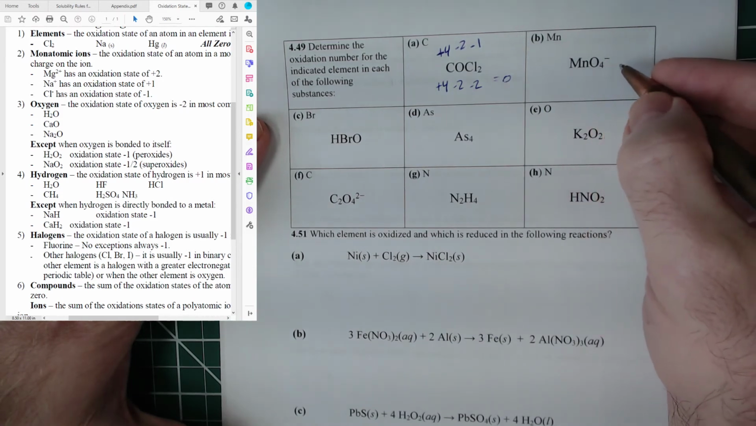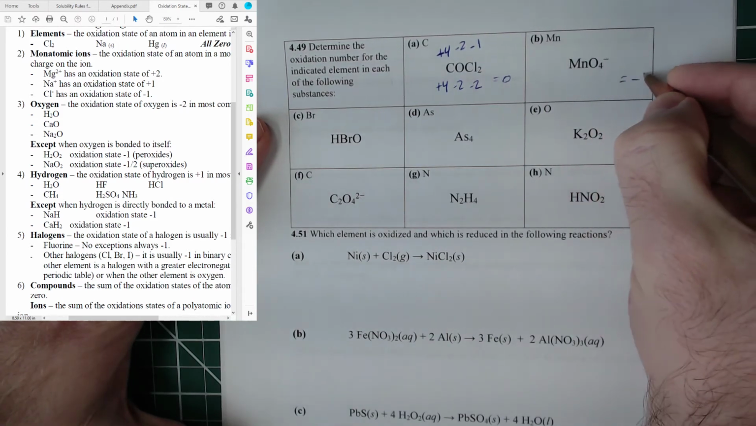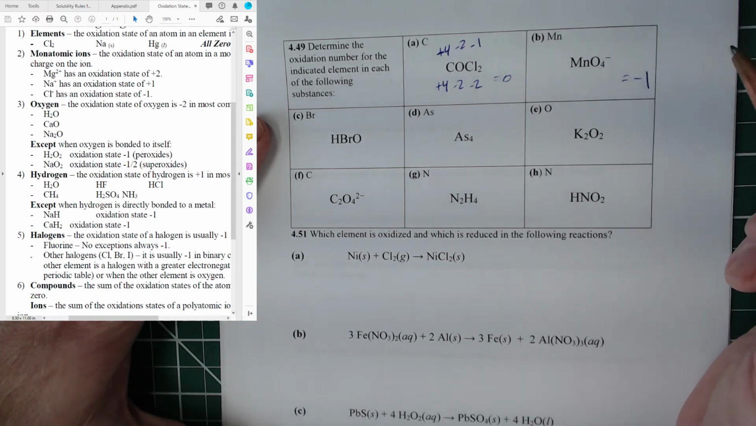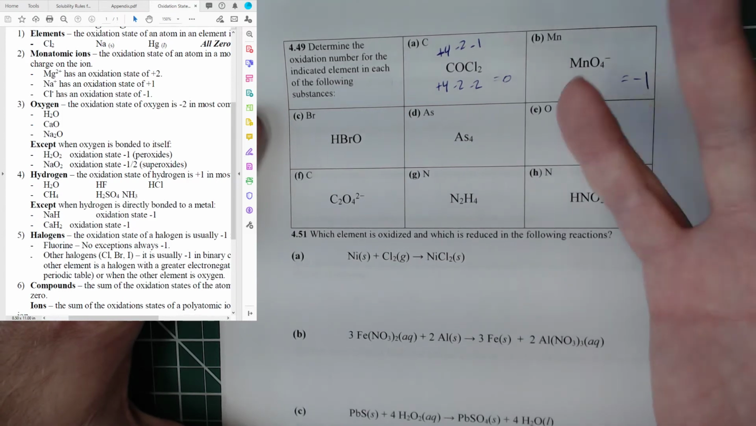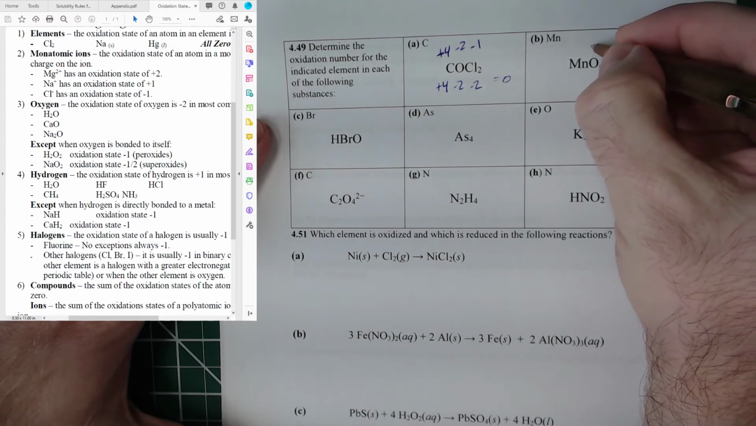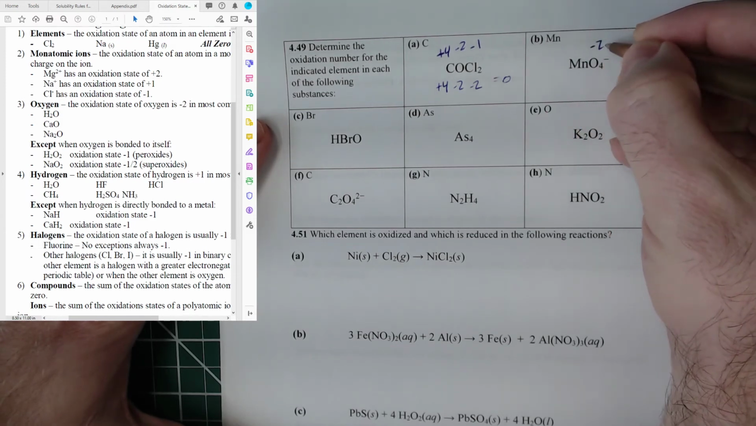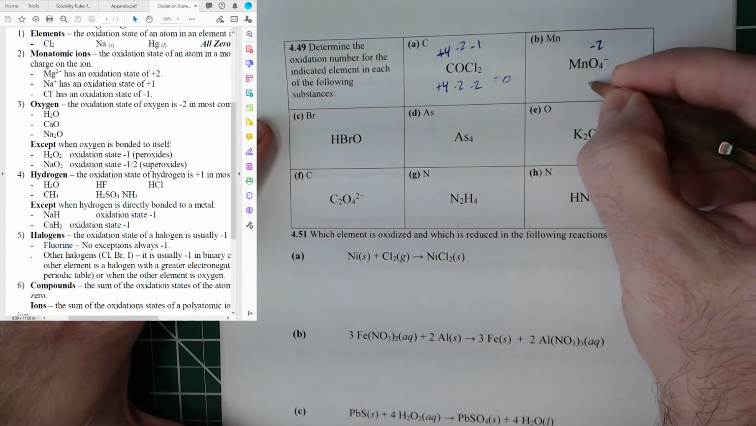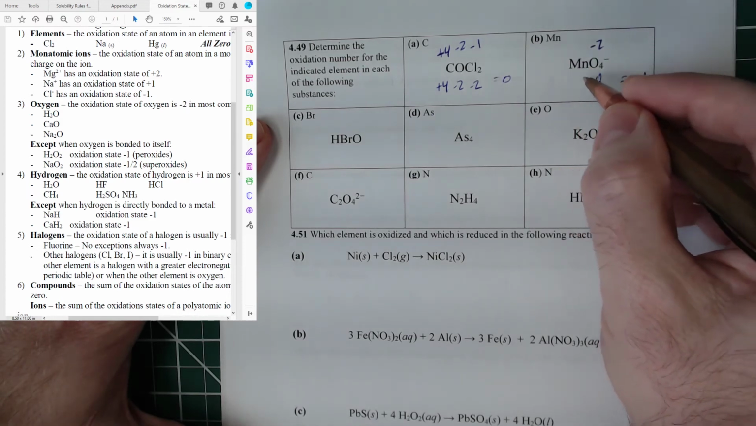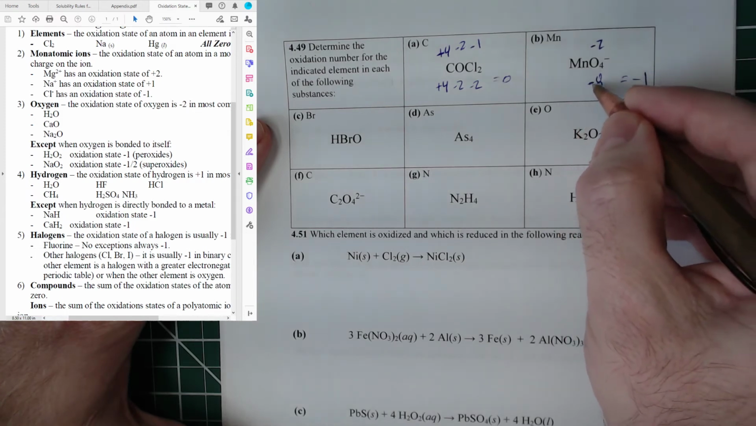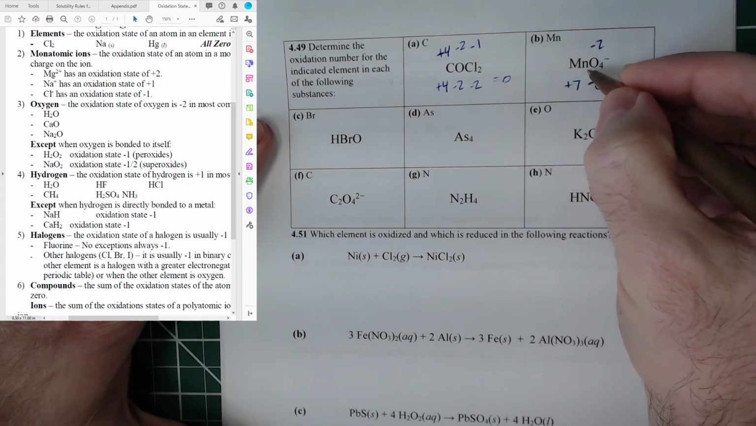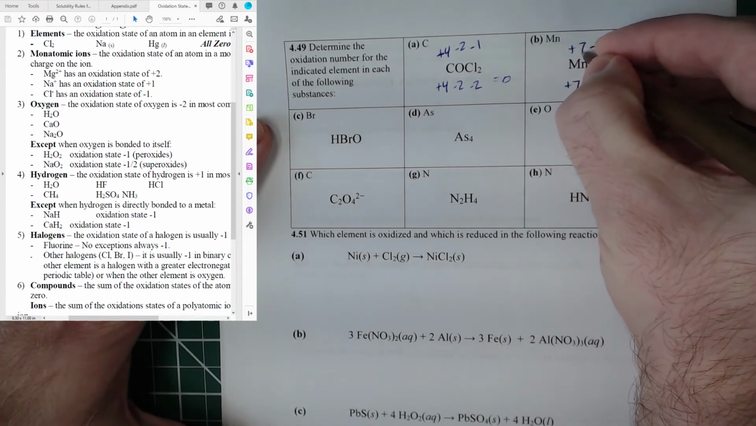Next, here we've got permanganate. Total charge here is -1. Is an element by itself? No. Is a monatomic ion present? No. Is oxygen present? Yes. So -2. -2 times 4 is -8. Since we just have the one element left, we just need to figure out what manganese is. So some number plus -8 is -1. Of course, that comes out to +7. +7 divided by 1 gives us +7.